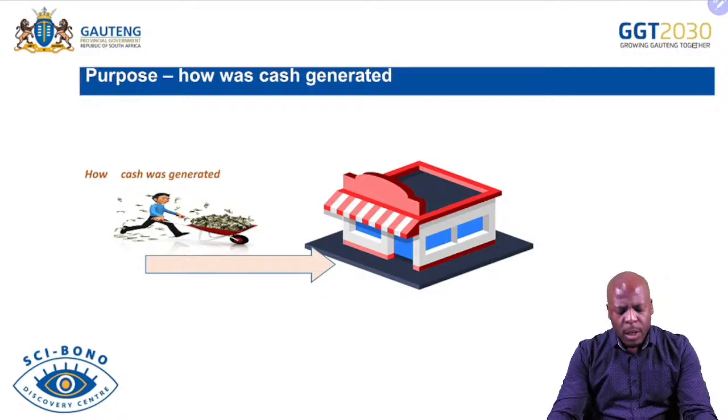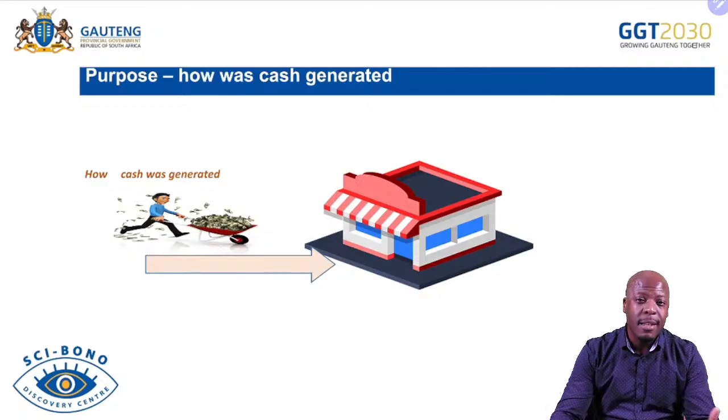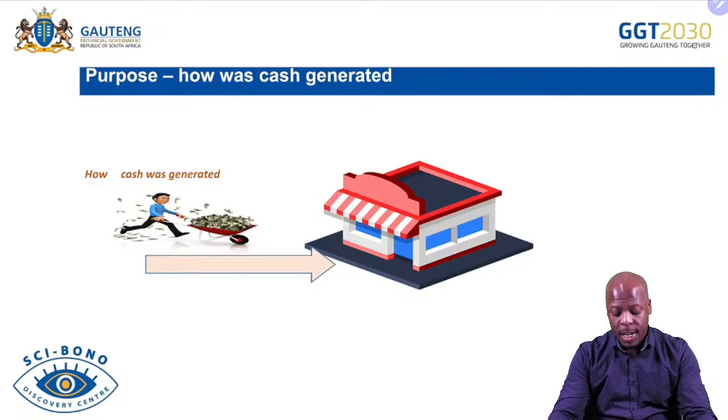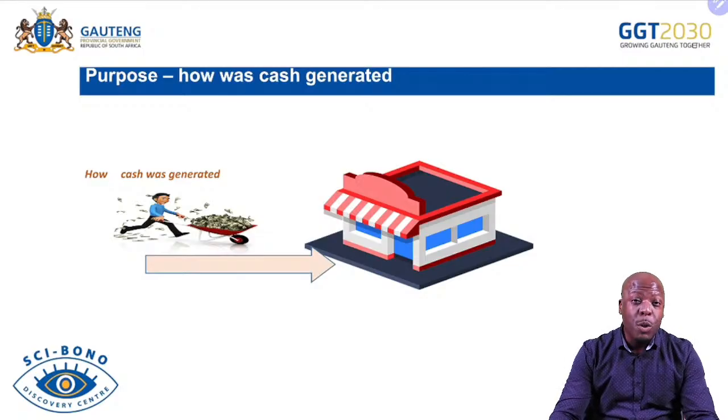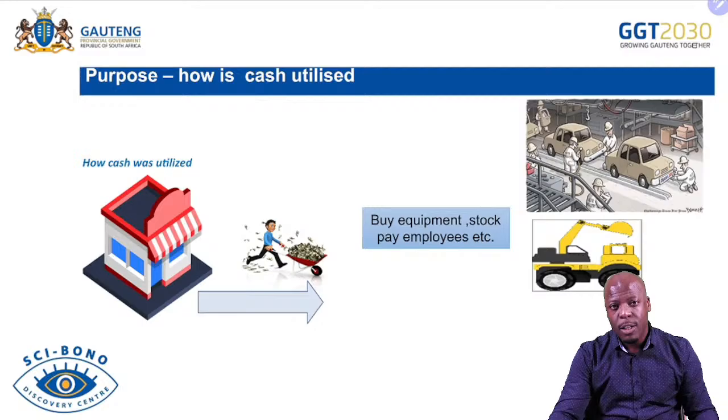Now, it is important, grade 12 learners, that you come to an understanding of how cash is generated. Now, every business needs cash. That is the lifeblood of a business. Every business needs to have cash. Now, that cash needs to be generated. In this lesson, we'll be talking of how cash is generated, as well as how that generated cash is utilized.